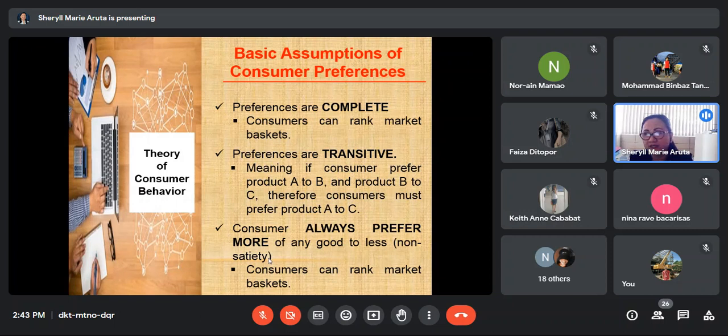There is also an assumption that there is what we call transitive, meaning if the consumer prefers product A to B, and product B to C, therefore the consumer must prefer product A to C. So that means if the consumer prefers product A over B and B over C, so meaning si consumer prefers all. No, naa siya iyahang gigusto ang tanan.